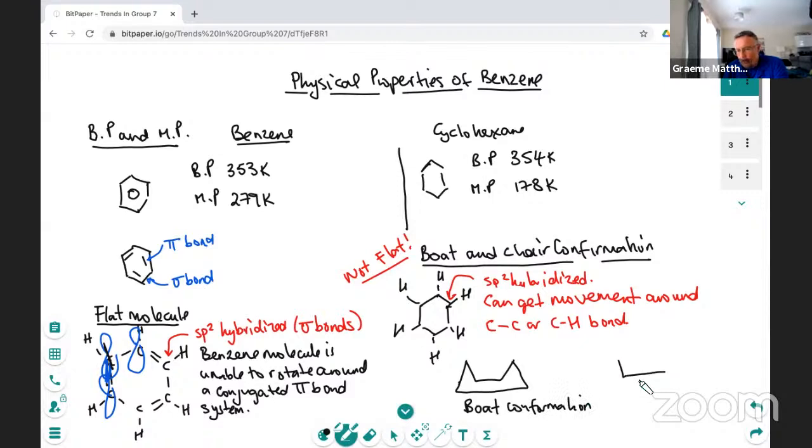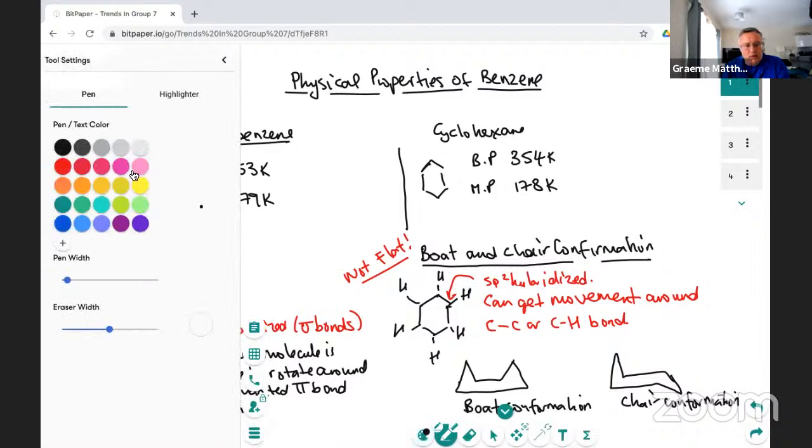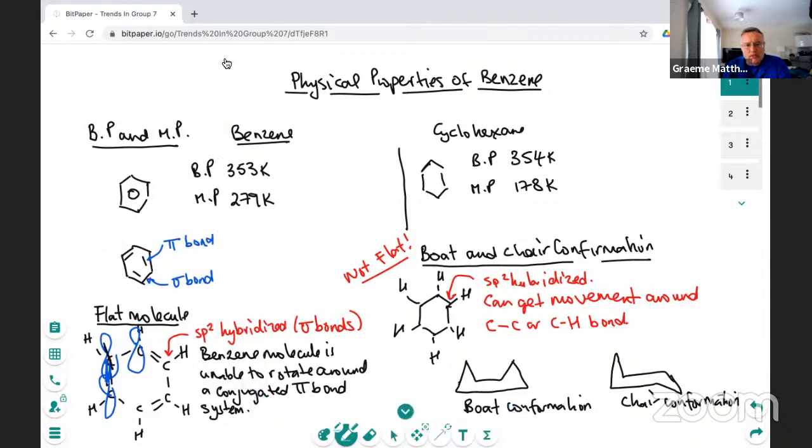And this is your chair conformation. Right? You're thinking, well, yeah, okay, but what does this have to do then with the boiling point and the melting point? How to explain anything? Well, if I take a look then at, I'll do this in a pen color, right? Our friends at Bit Paper here seem to be onto a good idea because this board is actually fairly stable, right?